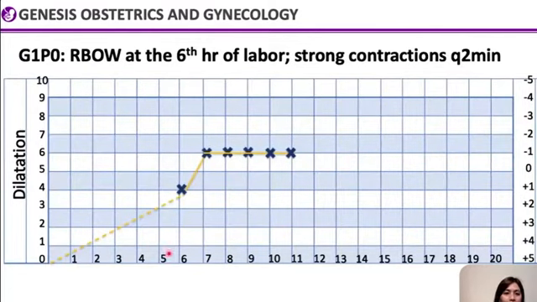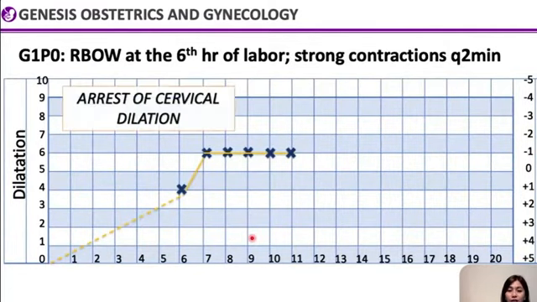Okay, so tingnan natin itong case na to. This is an example of your arrest of cervical dilatation. Why? So una sa lahat, G1P0 siya. But actually, same lang naman. Kung nulipara, multipara, for arrest of cervical dilatation, same lang yung time component.